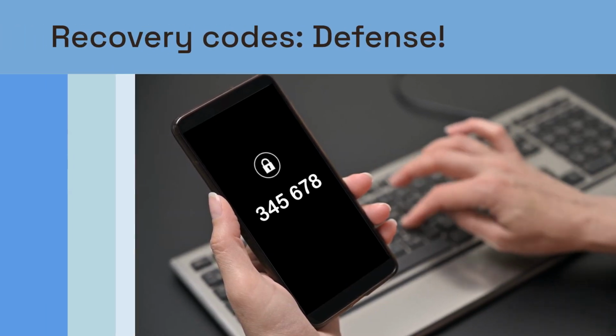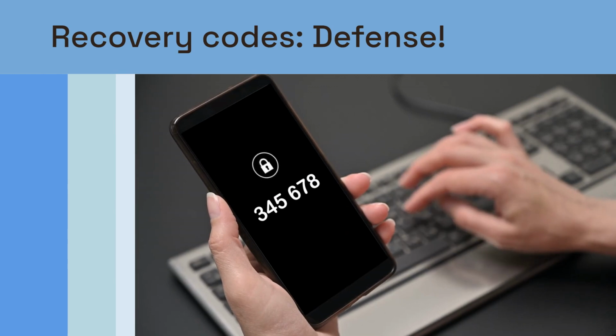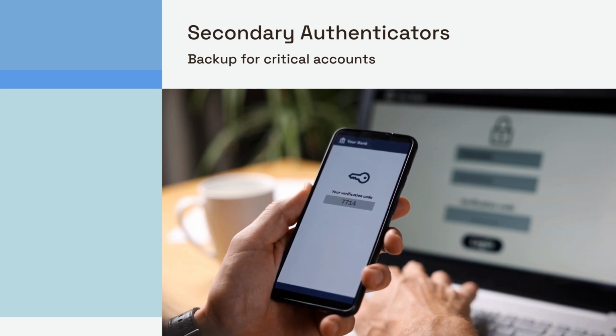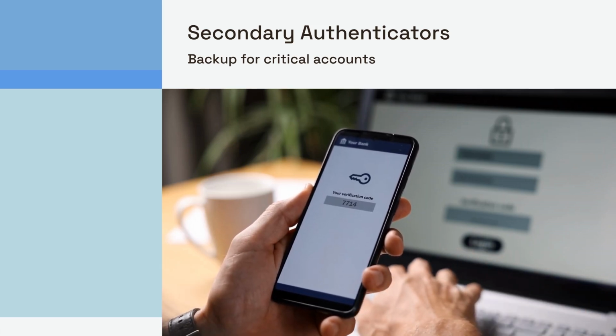Recovery codes are your first line of defense. Always keep these in a safe, accessible place, separate from your device. For critical accounts, set up secondary authenticators. This could be another device, an authenticator app, or even a physical security key.